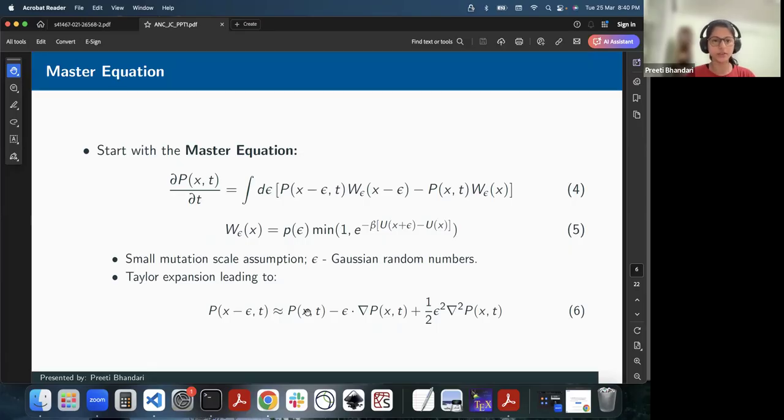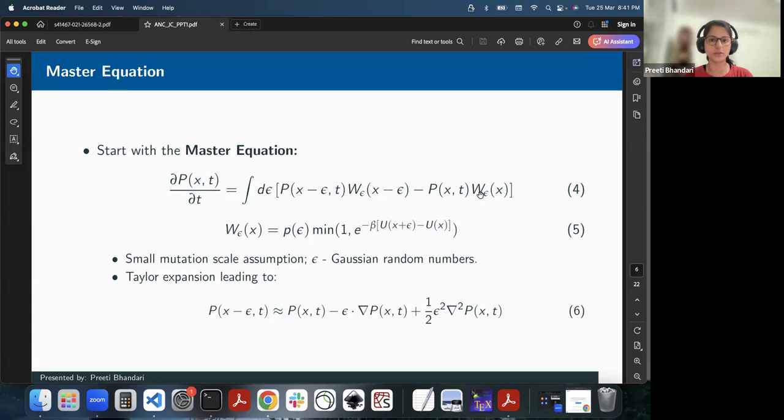In general, P of x, t tells you that if you have a distribution x at time t, then the master equation will tell you how that distribution evolves with respect to time. So you have a gain term and a loss term here. This is just telling you the rate at which the states are evolving. W here are your transition rates.